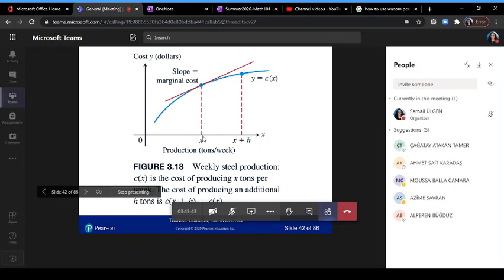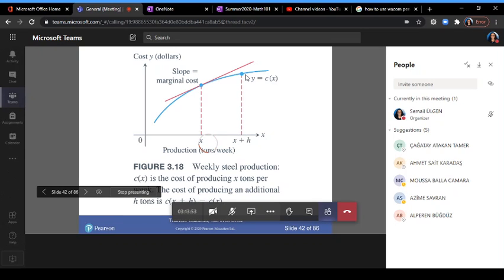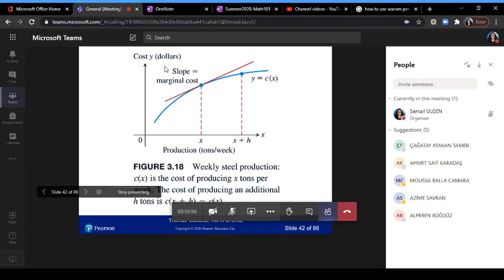So for example, to produce x tons per week, the cost will be this much money. To produce x plus h tons per week, the cost will be higher because you're producing more. And then the slope is called the marginal cost. These are economics terms, and as engineers, you should get familiar with them. You're going to be learning them in the economics class that you are expected to take during your years here.